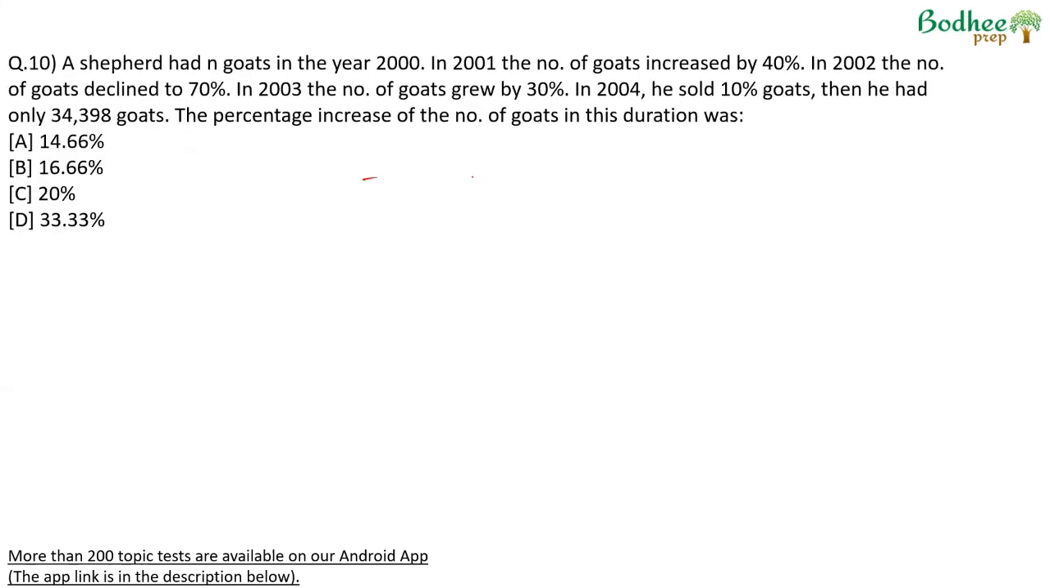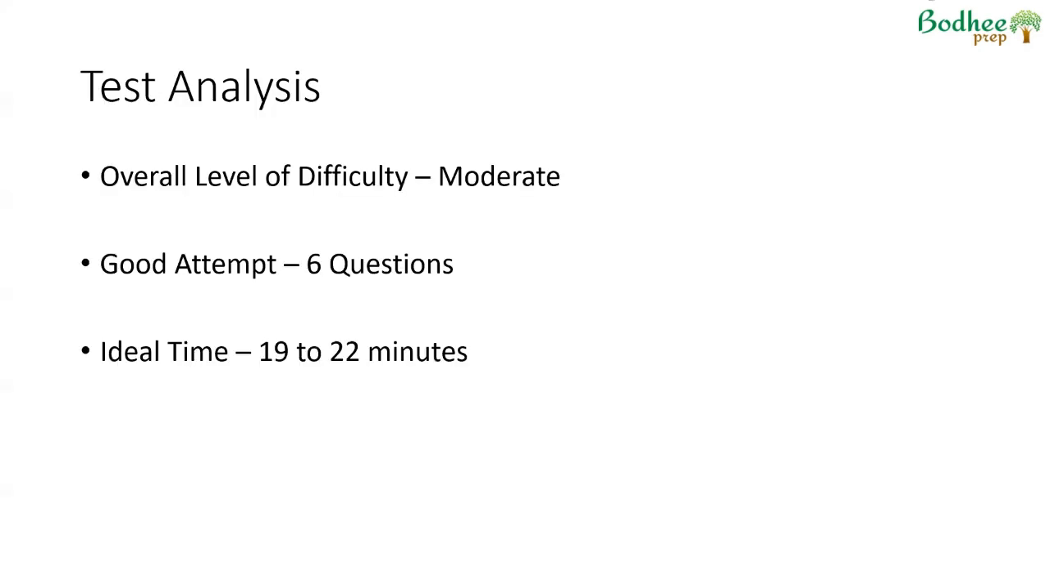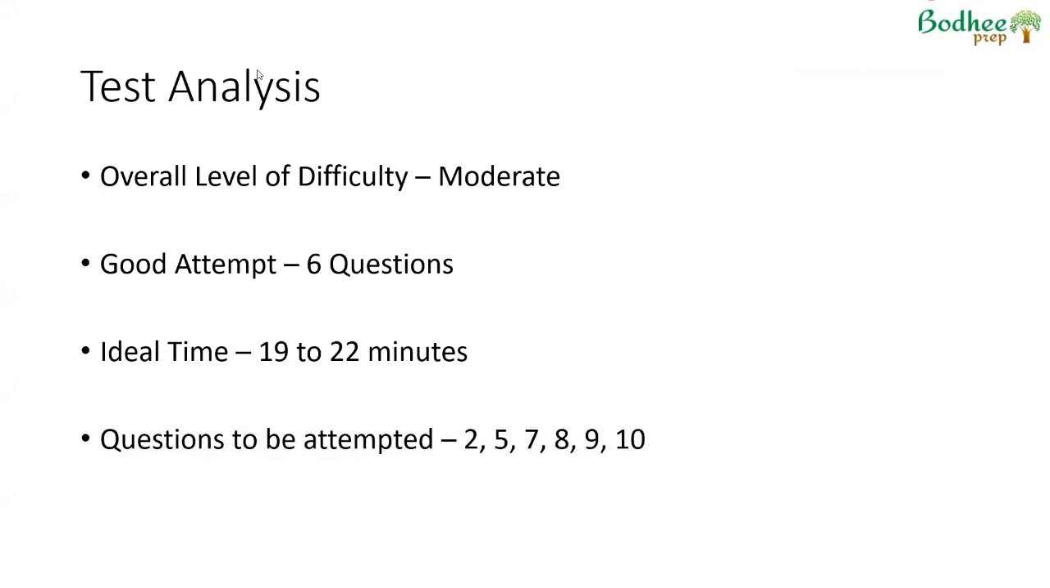Similarly, I would have attempted 10 because the calculation was very simple. Four basic percentage changes, overall change required. And therefore, my attempt would be 2, 5, 7, 8, 9, 10 in this test.